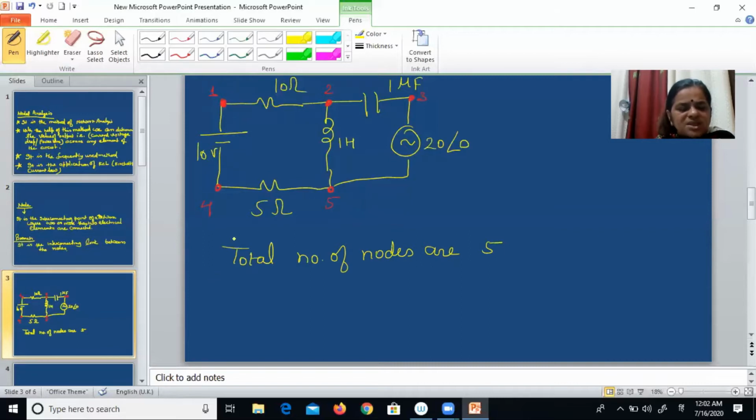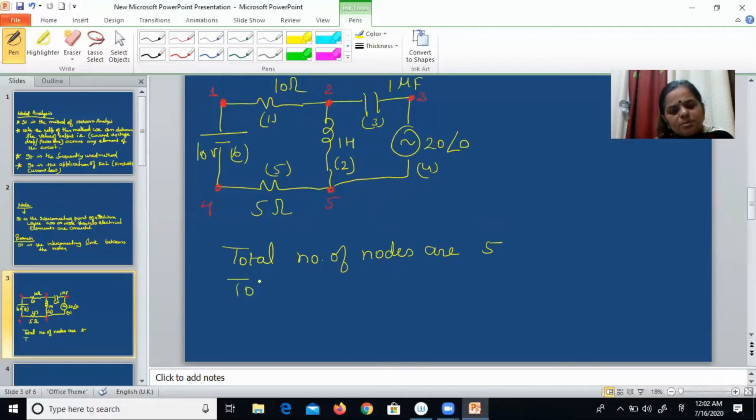And how many branches are there? This 10 ohm resistance is connected between node 1 and 2, so it is a branch. This is branch number 1. This inductance is the connection between node number 2 and 5, so it is branch number 2. This is branch number 3. This is branch number 4. This is branch number 5. This is branch number 6.